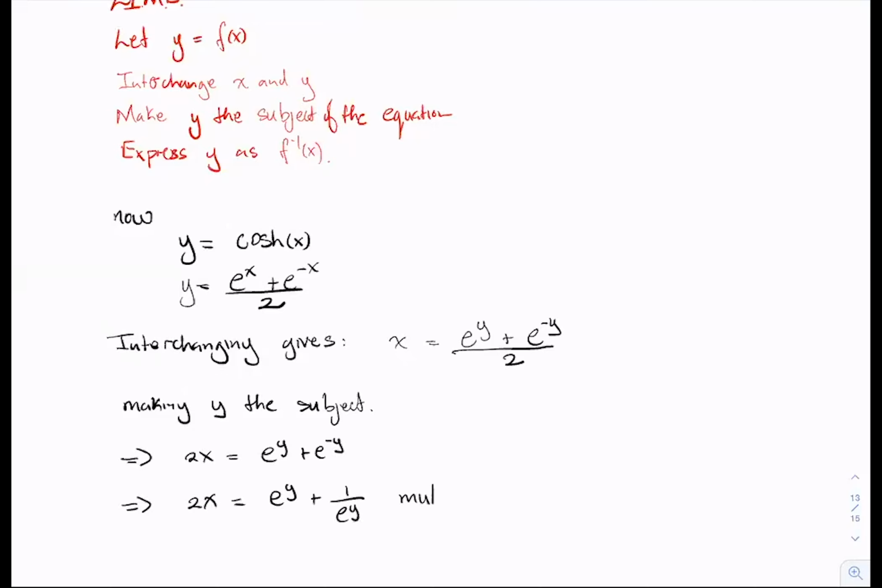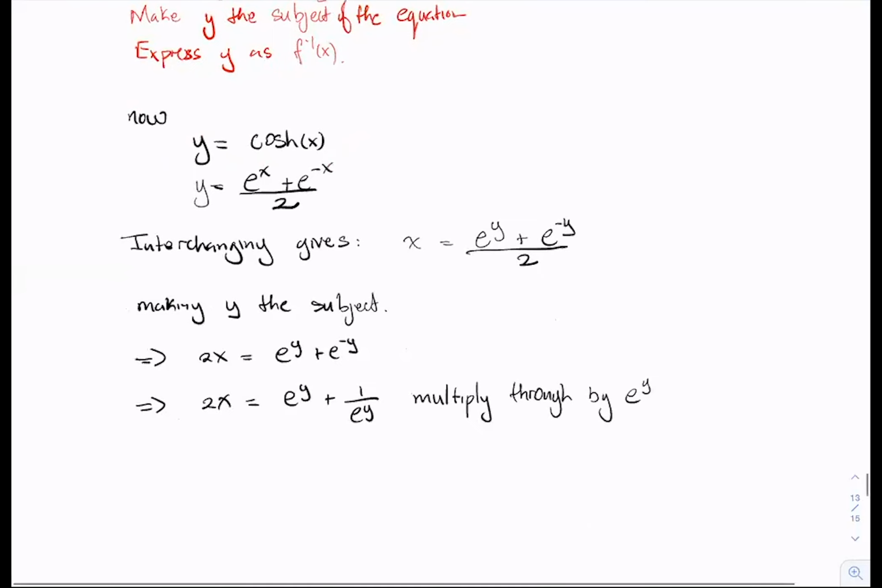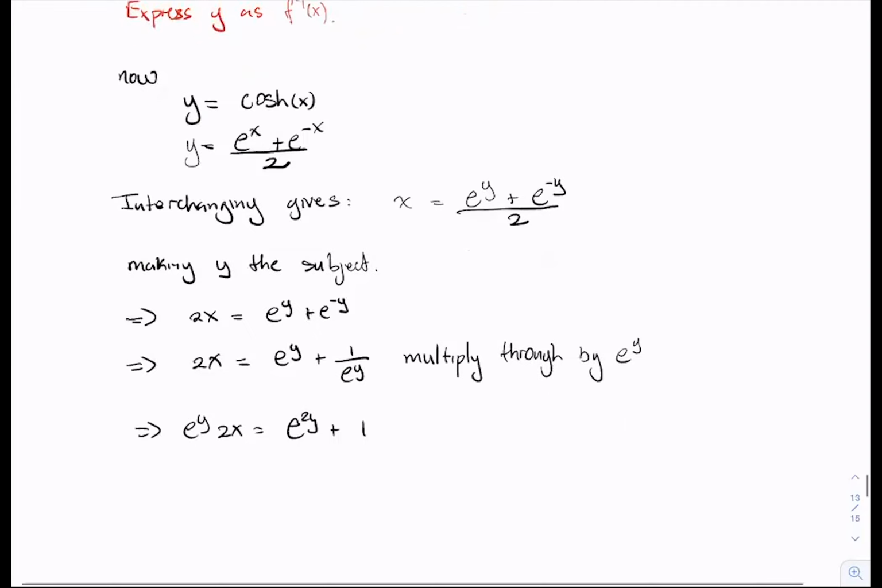Then we multiply through by e to the y. So this means that e to the y times 2x is equal to e to the 2y plus 1. Right, so after multiplying through by e to the y, we end up with this equation. So bringing everything to one side of the equation gives e to the 2y minus 2x e to the y plus 1 equals 0.